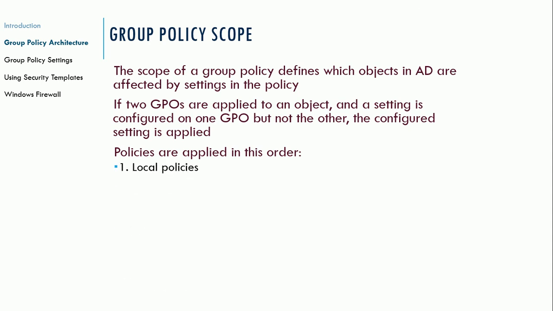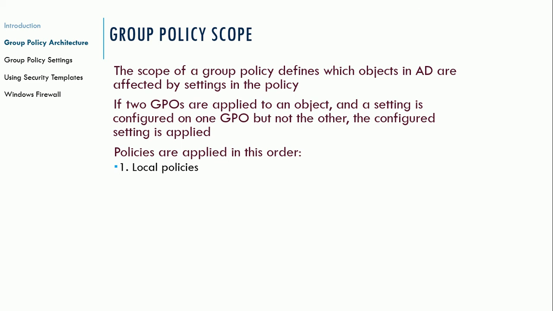So this is the order that they're actually applied. When you turn on a computer and it's joined to a domain, first it's going to get computer-level policies and apply those. And then when the user logs in, all of the policies that apply to objects associated with that user are applied, for example their OU, their site, their groups, and so forth.